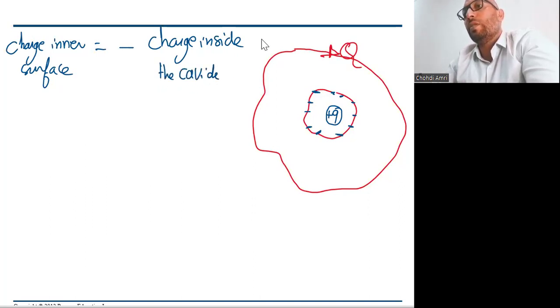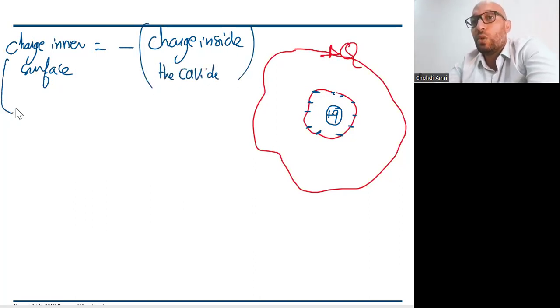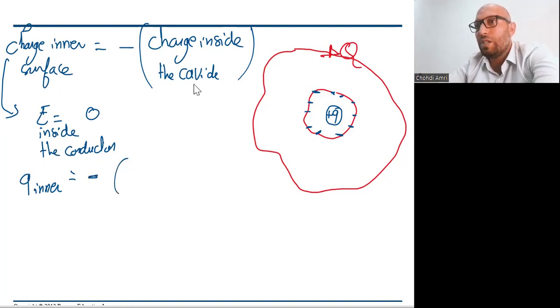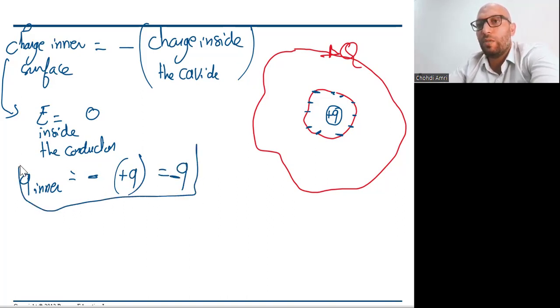This is very important. Why did we do that? To get an electric field inside the conductor of zero. So what will be the charge on the inner surface? Q inner will be negative. The charge inside the cavity is plus Q, so the result is minus Q. This is the first part of the question.